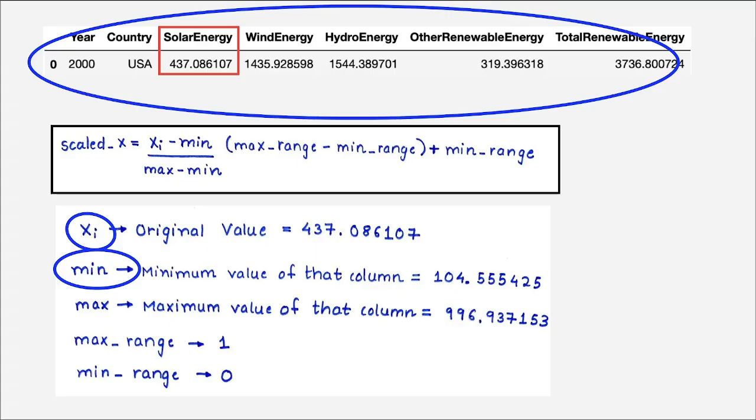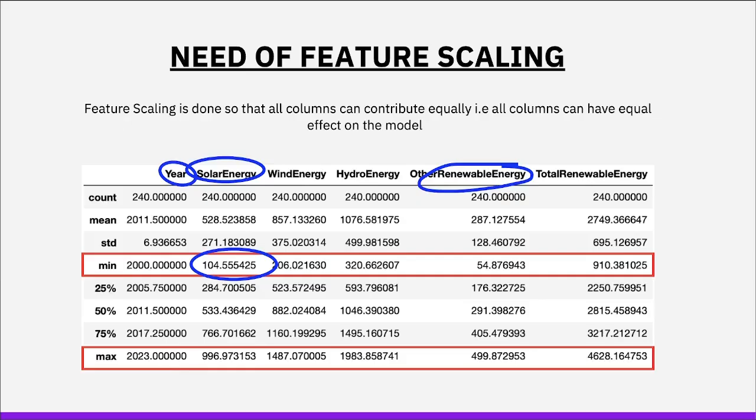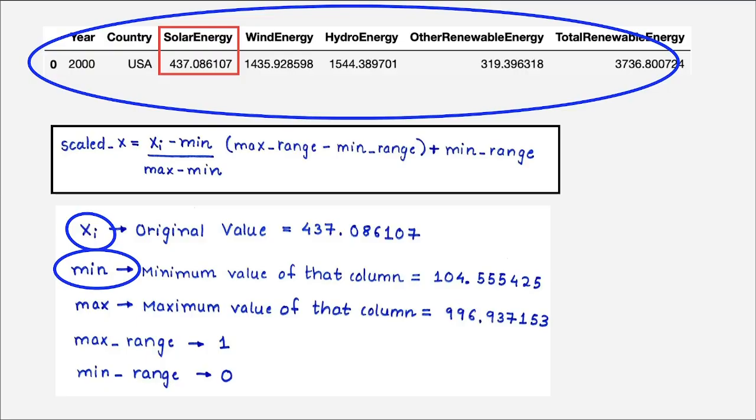Then the maximum value is the maximum value of that column. So when you go back here again, you can see the maximum value of solar energy is 996.97. So minimum is the minimum value of that column, maximum is the maximum value of that column, and x is your original value. Then you have another two parameters, which are maximum range and minimum range.